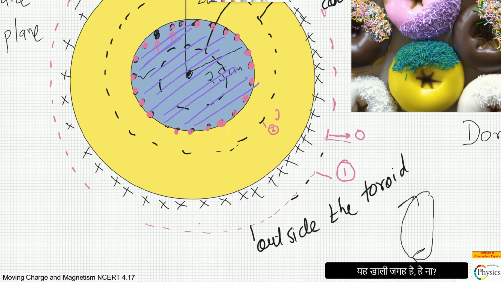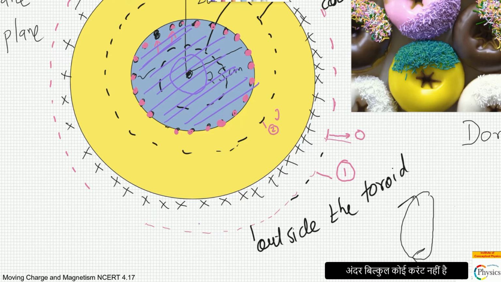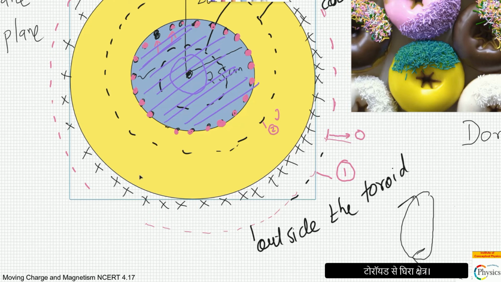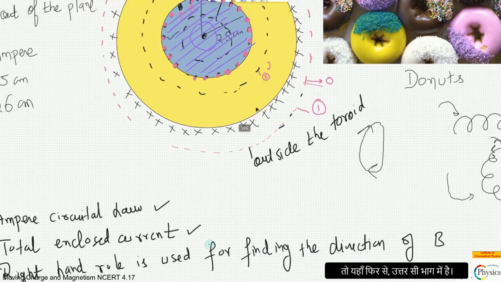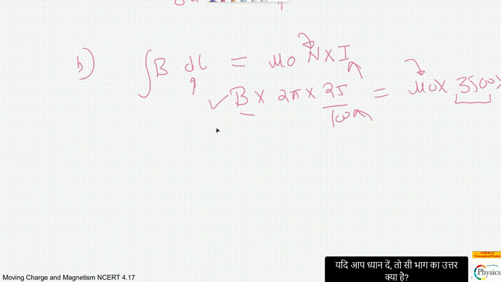This is the empty space, right? The toroid is surrounding this. If you notice, and if I take any Amperian loop in this, for example this Amperian loop, how much current is enclosed? There is absolutely no current inside the region surrounded by the toroid. So here again, the answer is in the C part.